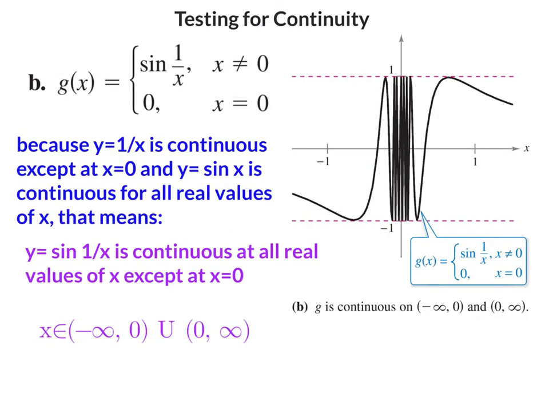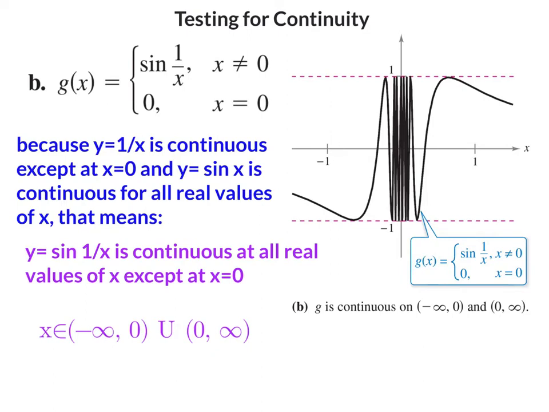So here's another example. This is a piecewise function, and I'm going to have sine of 1 over x here as my main function. We know that 1 over x as a function is continuous except wherever x is 0, because there's a break there, and the sine function is all real numbers across its domain.